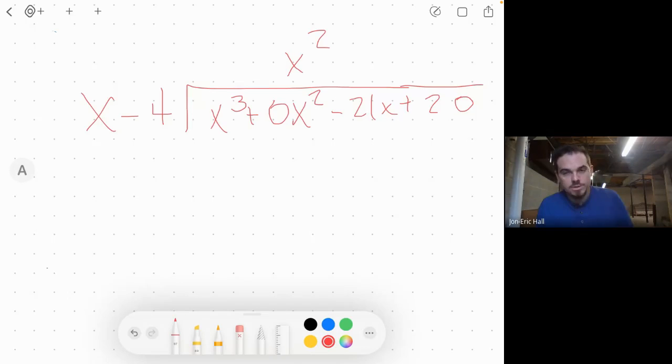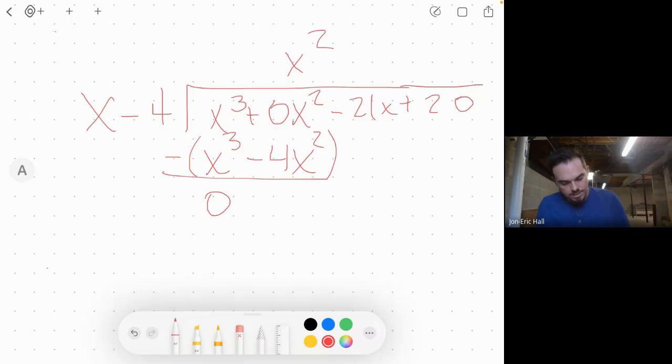Then we multiply, just like in the box method. x times x squared is x cubed, and x squared times negative 4 is negative 4x squared. And we subtract. I'm going to put parentheses around this so we remember that that's our 0. x cubed minus x cubed is 0, and 0x squared minus a negative 4x squared is a positive 4x squared. Then we can bring down our negative 21x.